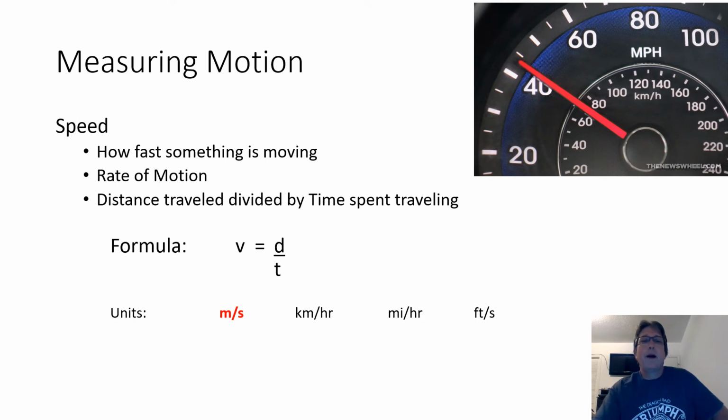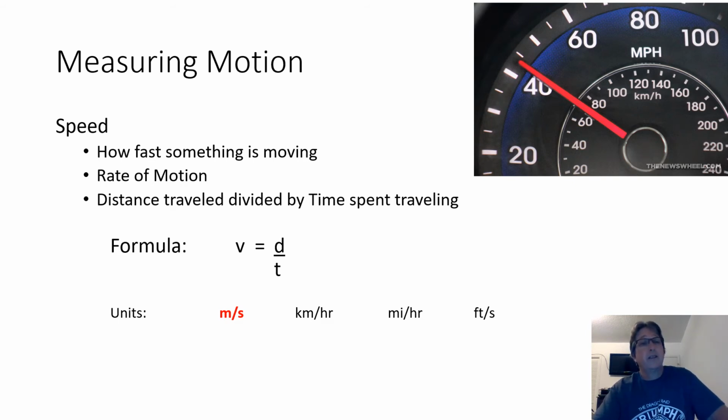Now let's talk about changes in position and how fast position changes. When we talk about that, we're usually talking about speed. Speed is how fast something's moving. We say it's a rate of motion because anytime we talk about how quickly something's happening, it's a rate. And in speed, it's distance divided by time. The distance something travels divided by the time spent traveling it. So that gives us a formula of V equals D over T.